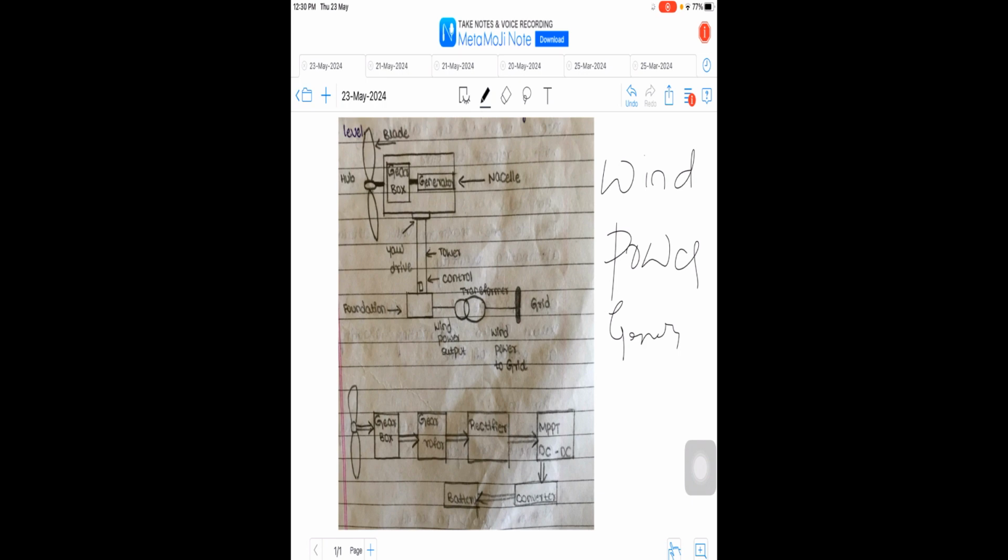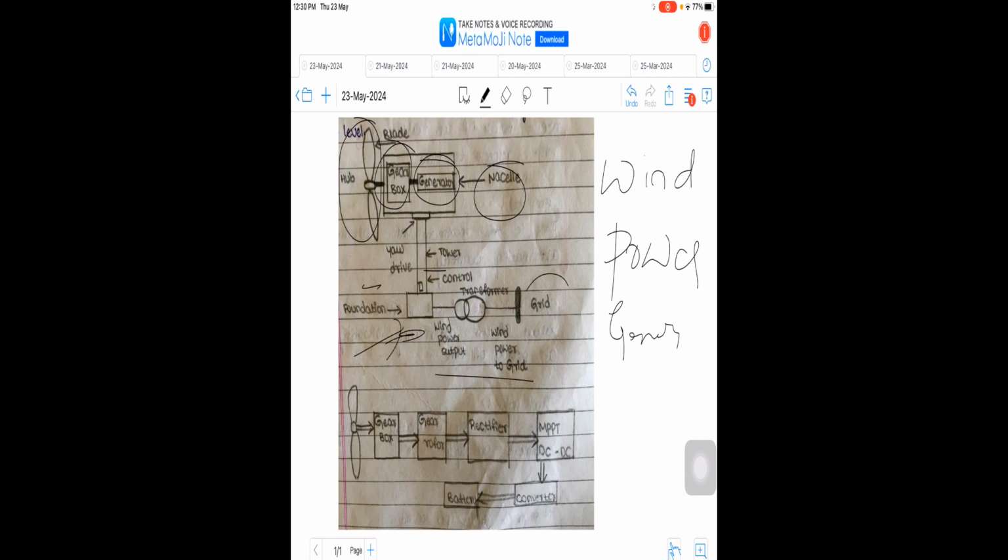Now what happens? This converts the kinetic energy of the wind into mechanical energy, and this mechanical energy is converted into electrical energy by the operation of a generator. Now we can see in the diagram the different components used here. These are the wind blades, the gearbox and the generator. This is the nacelle, yaw drive, the tower which we have mounted, and the foundation for the mounting.